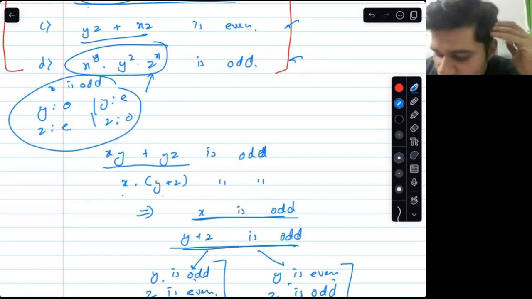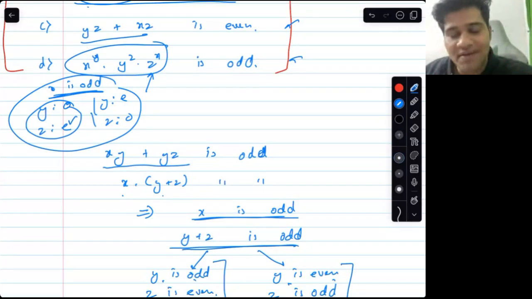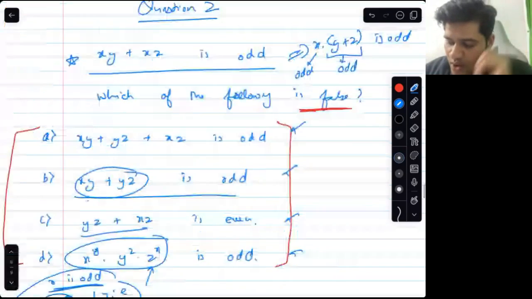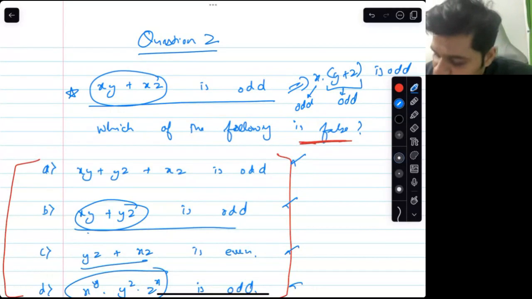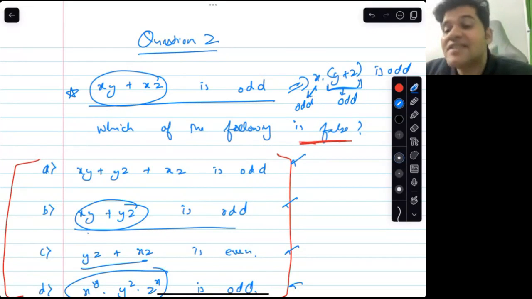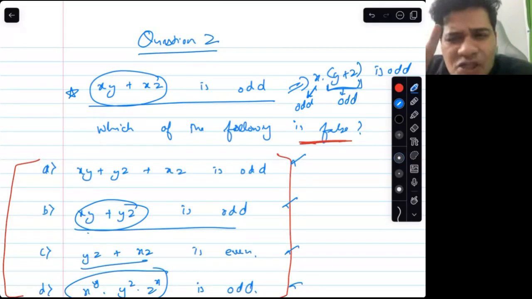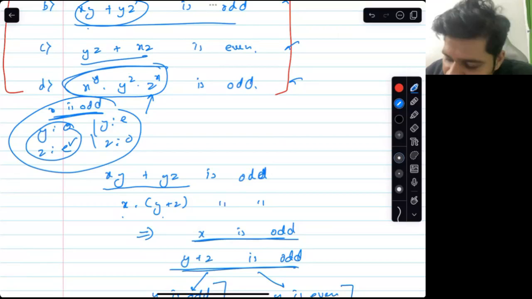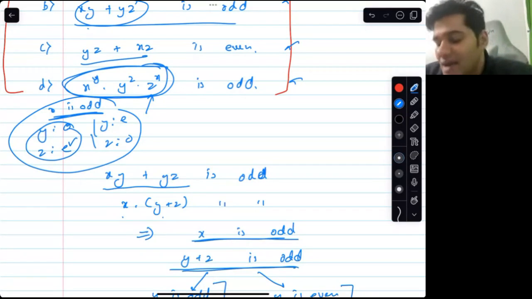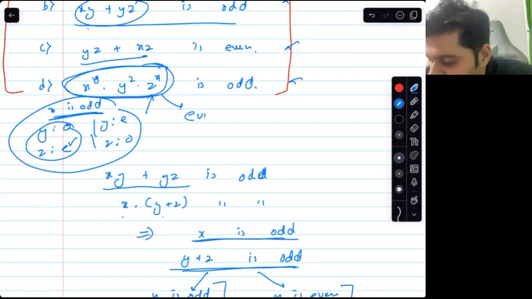So let me say it in a few words. See, x was always odd. Out of y and z there was at least one even. That was a deduction, no? The deduction of x into y plus z is odd was x is always odd, and out of y and z there is at least one odd and one even. So out of x, y and z there is at least one even. If there is at least one even, in this product there is always an even number.